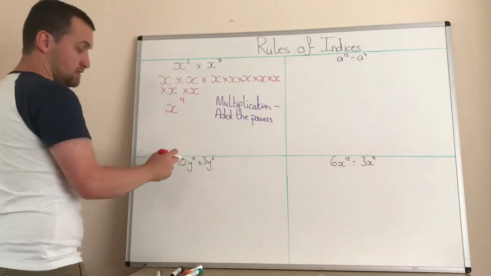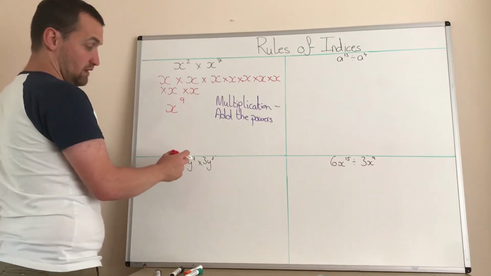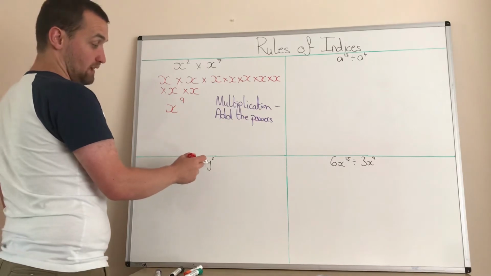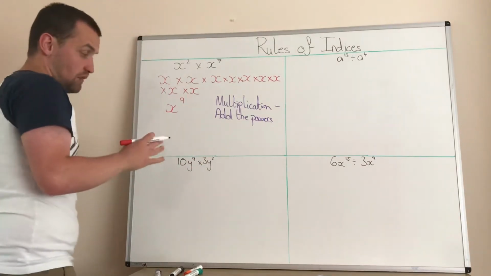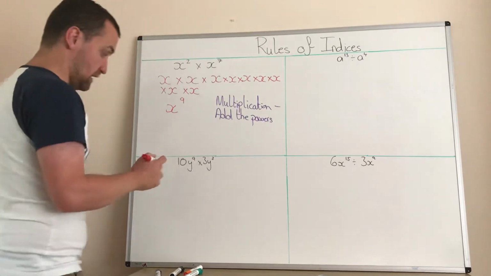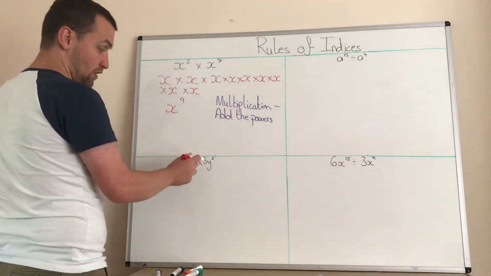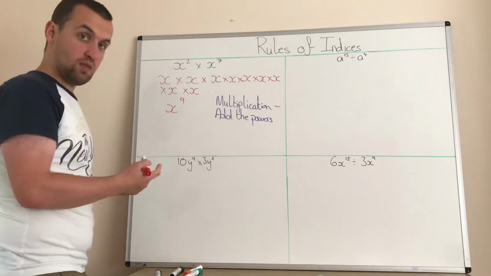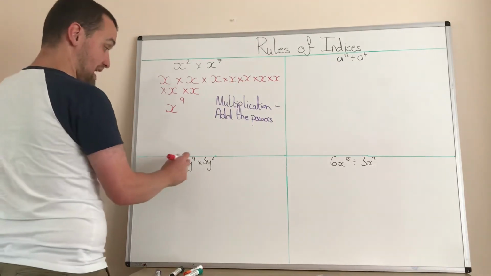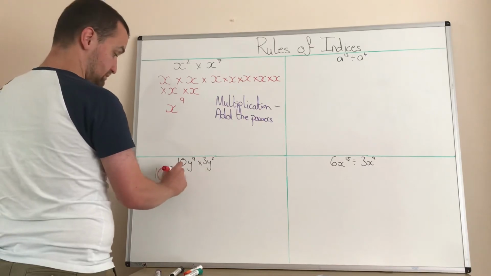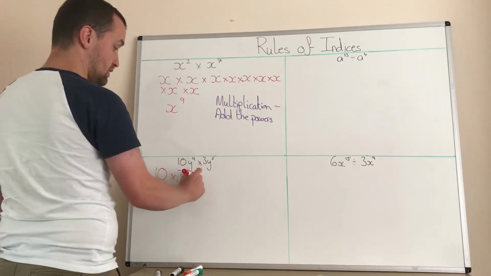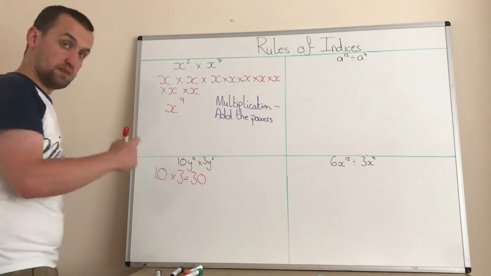So we've got 10y to the power of 9 times by 3y to the power of 3, or 3y cubed. This time we're going to split it up into two separate parts. We're going to deal with the numbers before the letters, and then we're going to deal with the indices. So we've got 10 times by 3, which we all know is 30. Deal with your numbers first.